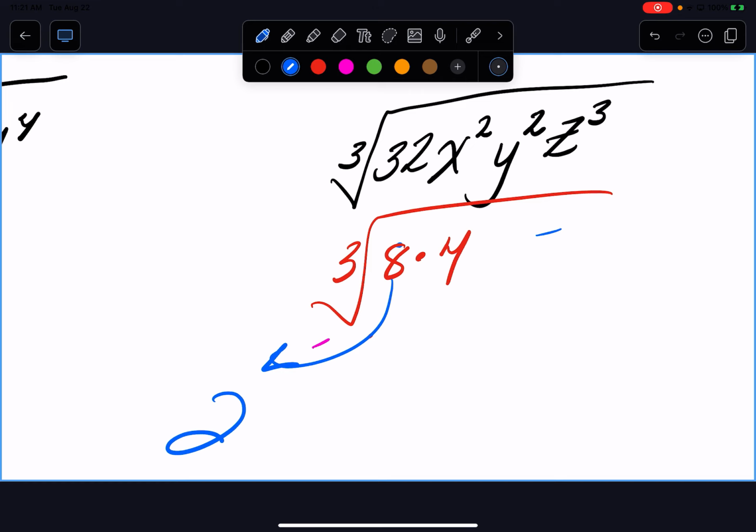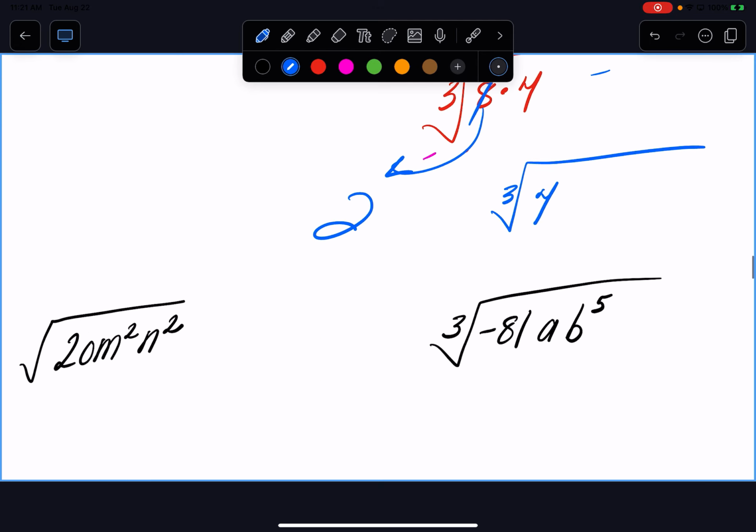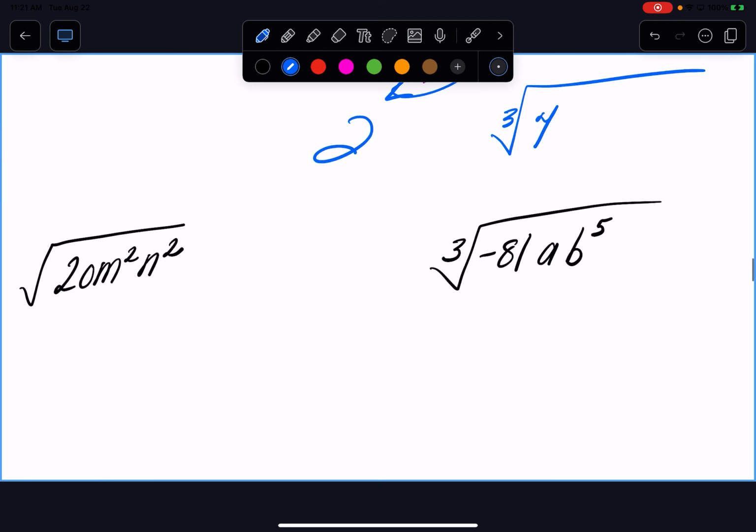I pull out a 2. That's good. So then, is the cube root of 4 calculable? No, so that remains underneath, the cube root of 4. So to me, that's way easier, to just take the cube root in sections. Okay, cool. That's for extra advanced thinkers, because there's room for error there. You have to be careful.